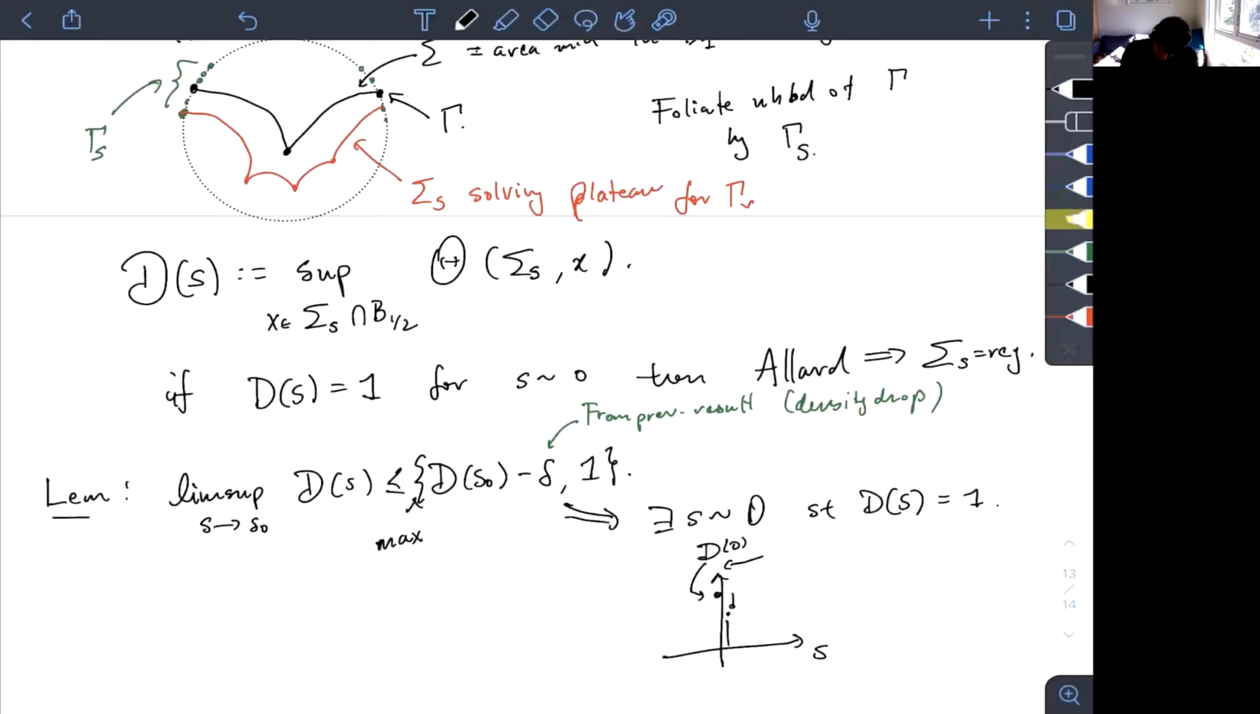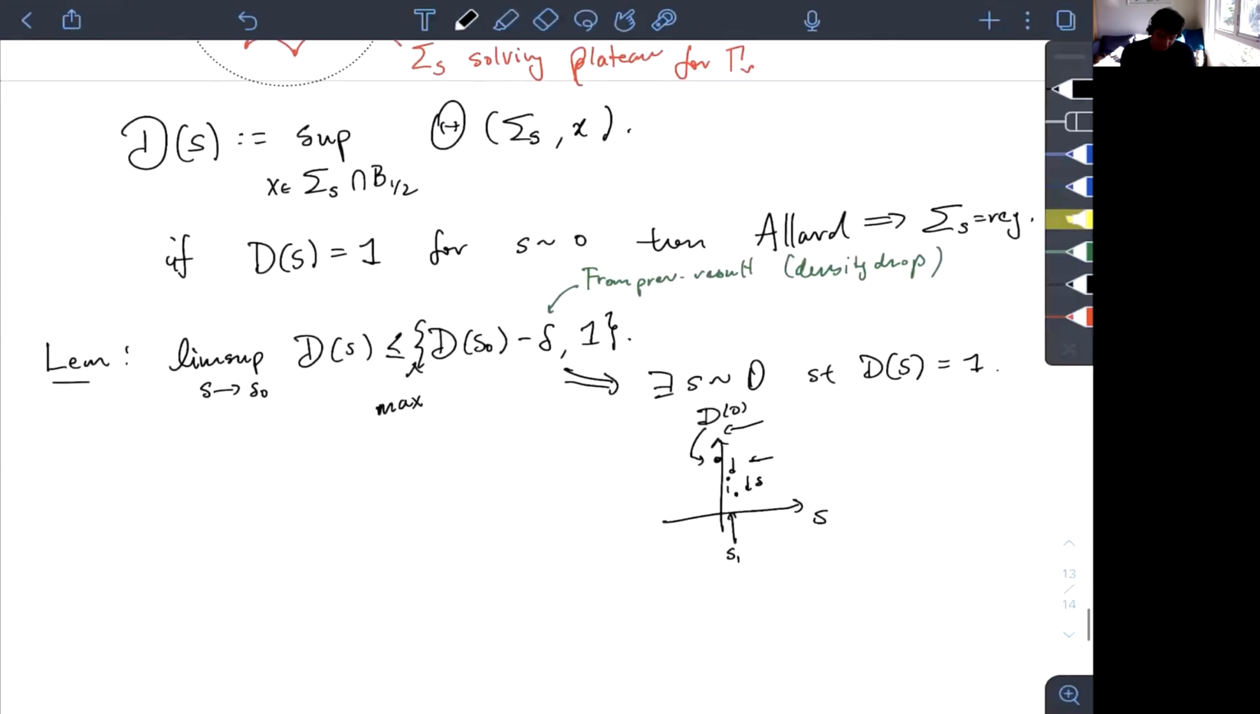right? So I've decreased the D by delta, but now I start over at some S1, and I come in from some side. But if I use this lemma where points are limiting to S1, then again, I must decrease by some amount delta. And I just do this finitely many times, and I've won. I found something where D has dropped below 1. Okay. So let me prove the lemma.